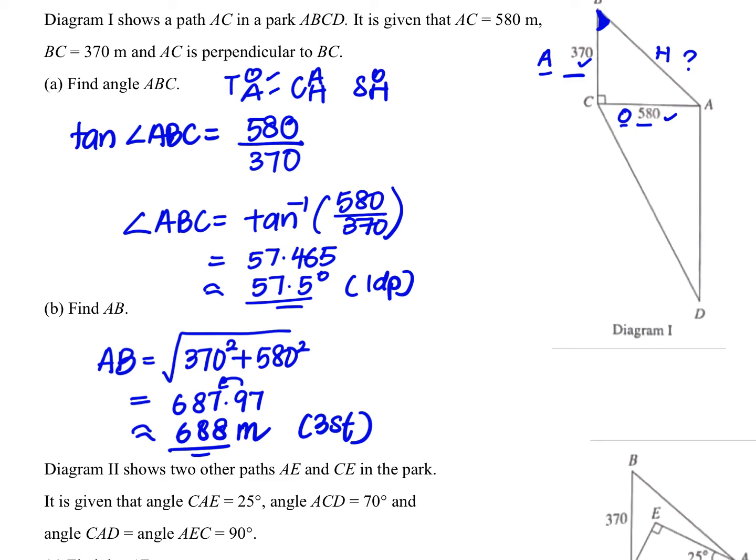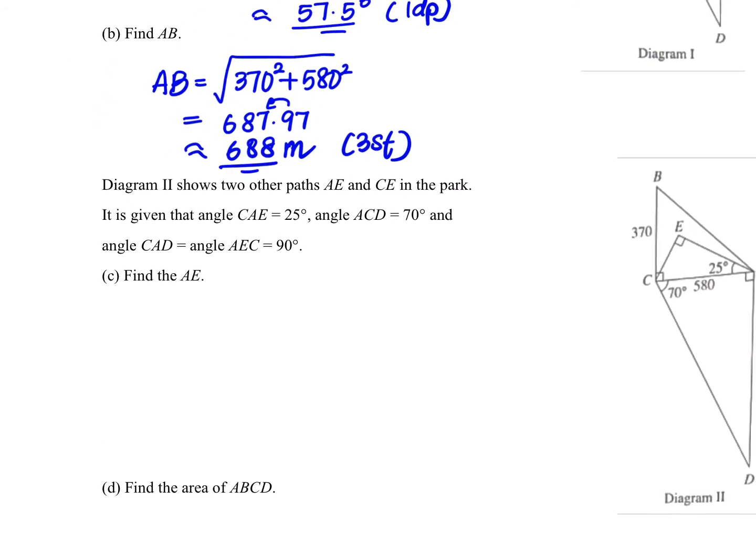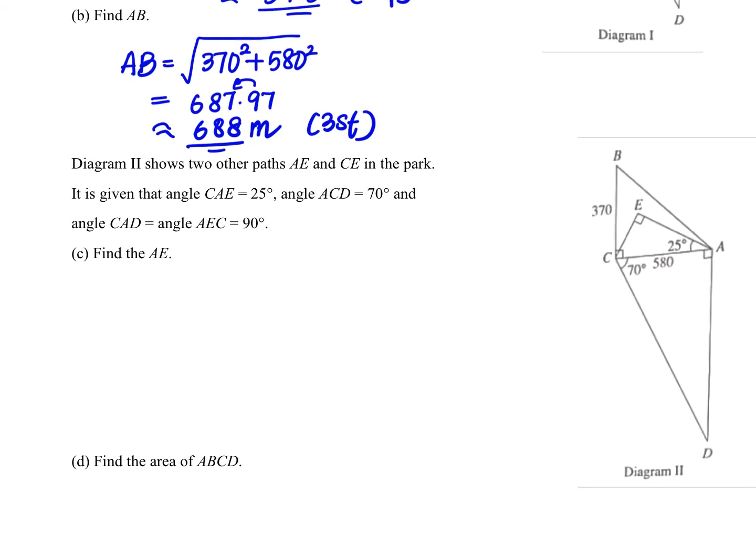Okay, now I'm going to move on to part 2, the last part of this question. Diagram 2 shows two other paths, AE and CE inside the park. It's given that CAE is the angle 25 degrees, so we got this to be 25. And we know for this side we have the hypotenuse over here. This is my 90 degrees, right? So this is my hypotenuse. Then we have the other angles. This one over here is 70. Right, and I have the angle 90 degrees. Find the length AE.